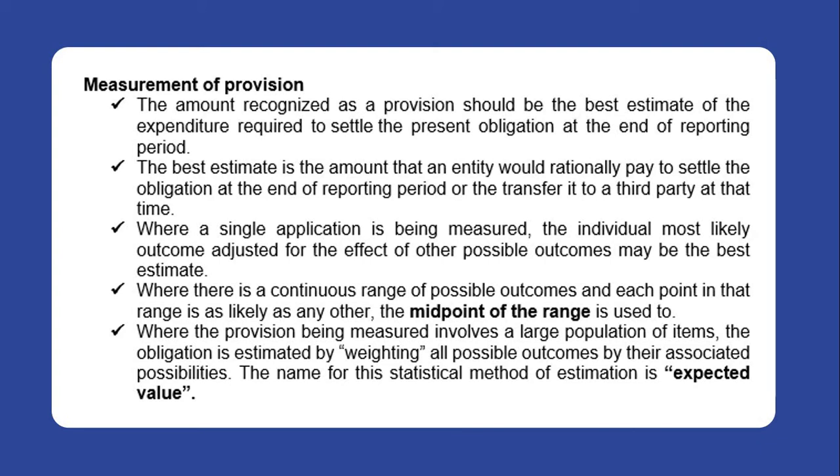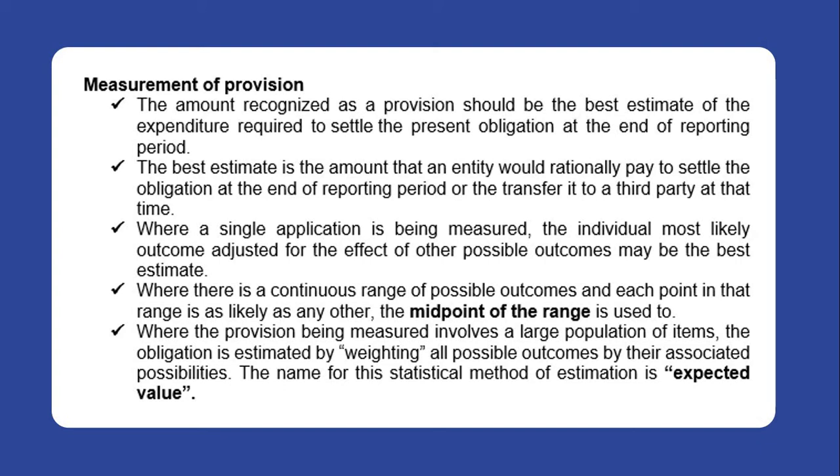Okay, so that is how we determine the best estimate, the amount that an entity would rationally pay to settle the obligation. Where a single obligation is being measured, the individual most likely outcome, adjusted for the effect of other possible outcomes, may be the best estimate. Okay? When it is just one obligation, mostly the best estimate is adjusted with the effects of other possible outcomes.